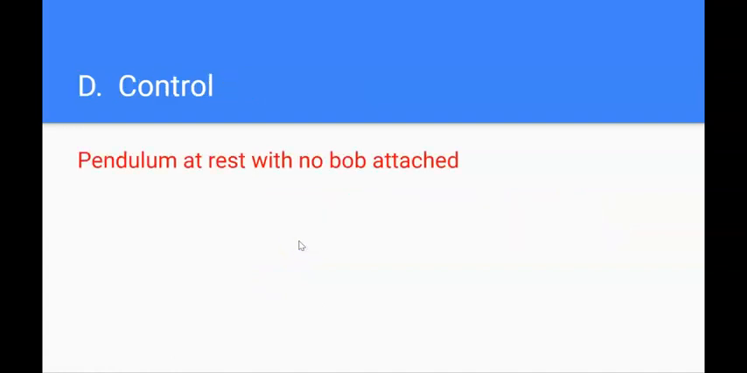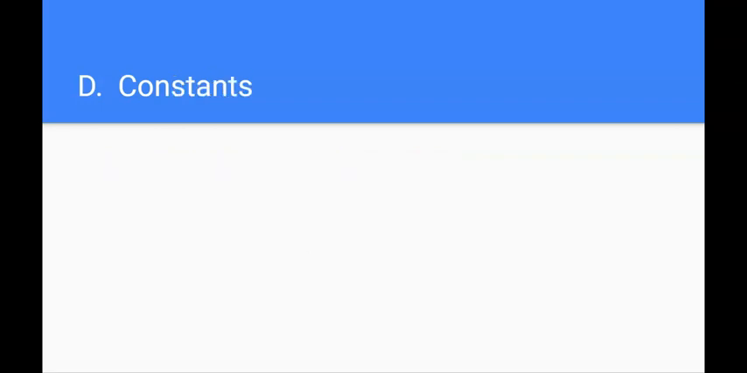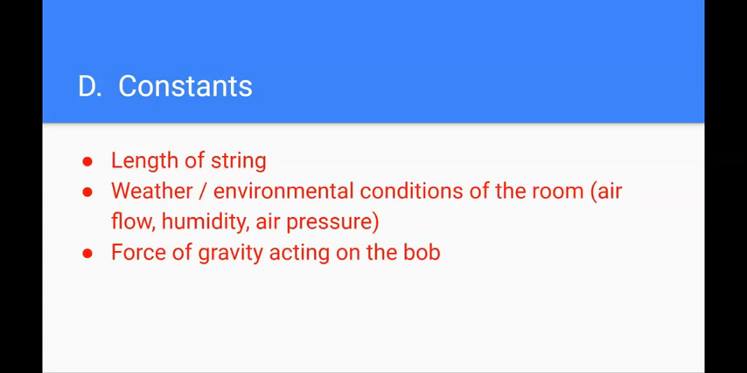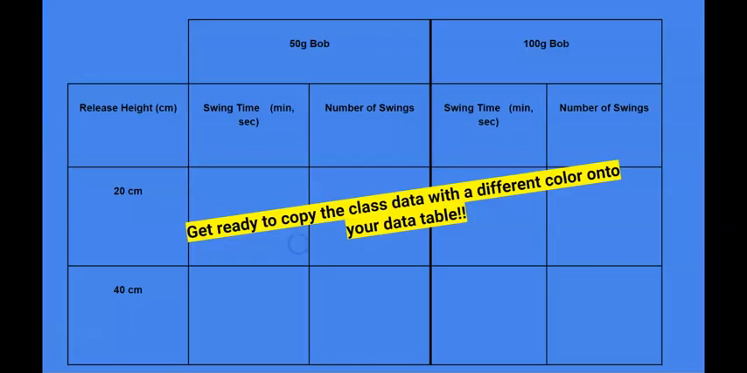Control variables. This would be our control trial. Constant variables. These are our 3 constant variables. Again, feel free to pause the video in case you need time to copy and correct your journal. Also, get a different color pen or pencil at this time.